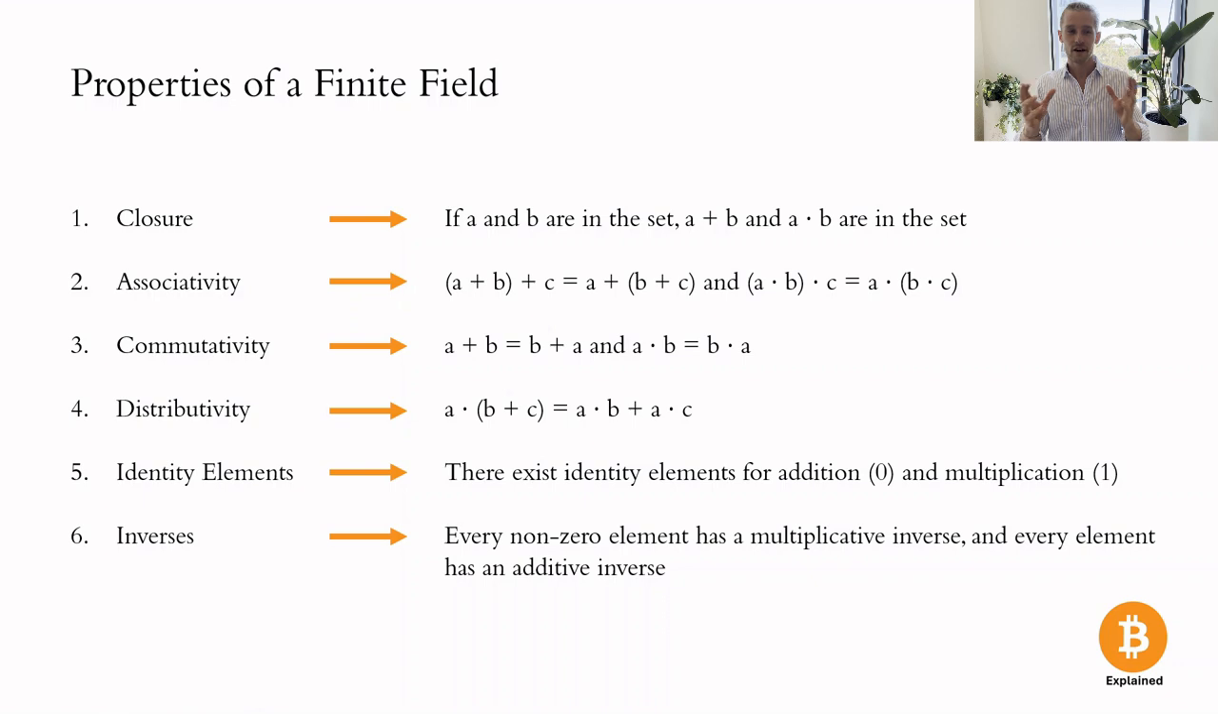The fifth property is identity elements. So for finite field elements, there also need to be two identity elements. One for addition, which is 0, and one for multiplication, which is 1. Then lastly, there also need to be inverses. So every non-zero element has a multiplicative inverse, and every element has an additive inverse. Let's look at each of these in detail.